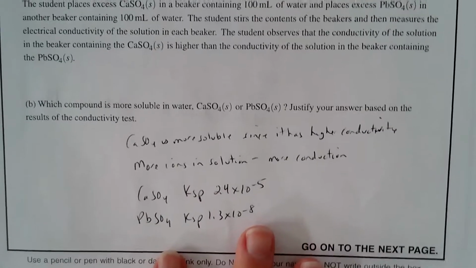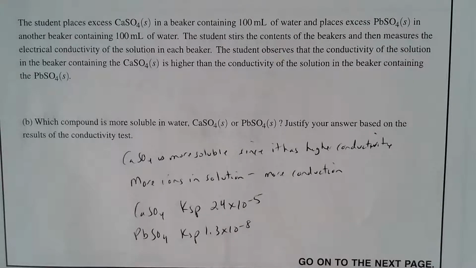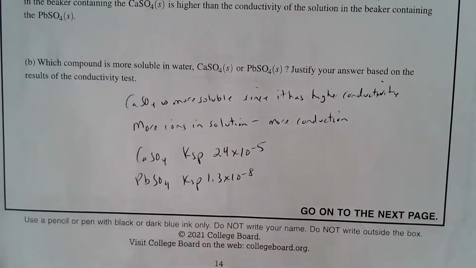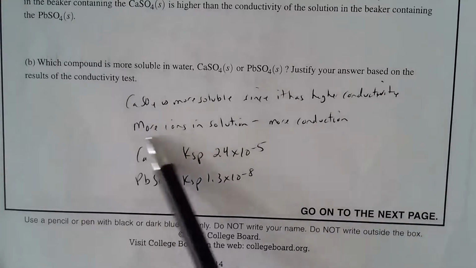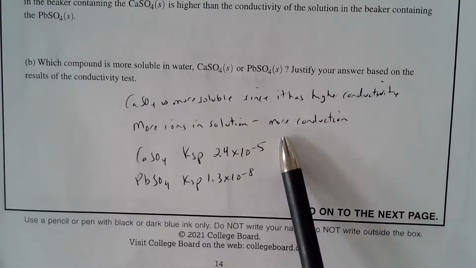Part B is getting at the fact that they put both of these solids into water and they got them to dissolve. And they found that calcium sulfate has a higher conductivity than the lead 2 sulfate. Well, that should tell you that the calcium sulfate is more soluble, so more of it will dissolve. So you're going to get more conduction, meaning you have higher conductivity. So it'd be a brighter light than, say, the lead 2 sulfate would be. That is because you have more ions in solution if it is more soluble. So you would get more conduction.